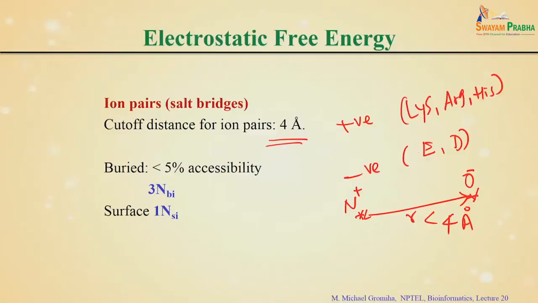What is the definition of buried? The accessible surface area is less than 5%, and then you can call it buried. In this case, you put 3 kilocalories per mole, and for the surface one, we can take 1 kilocalorie per mole for the standard case. To avoid extensive calculations, you can find the ion pairs based on just distance, and give a weightage to each ion pair to get the contribution from the ion pairs. Or you can directly calculate.